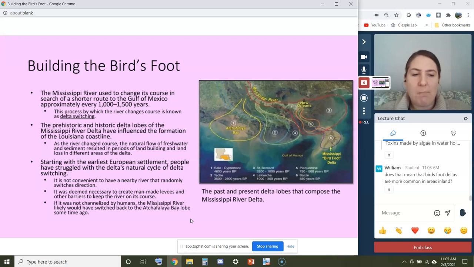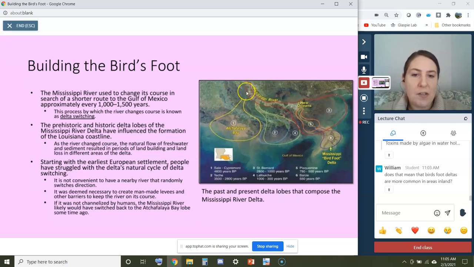It was a really interesting process through geological time that built up the Louisiana coastline. So the Mississippi River, I apologize for all the words on this slide, we'll step through it. The Mississippi River actually used to change its course in search of a shorter route to the coastline approximately every 1,000 to 1,500 years. And so this process is known as delta switching.